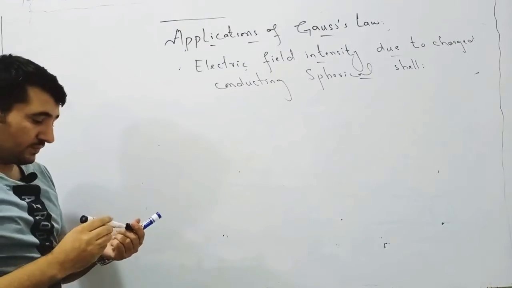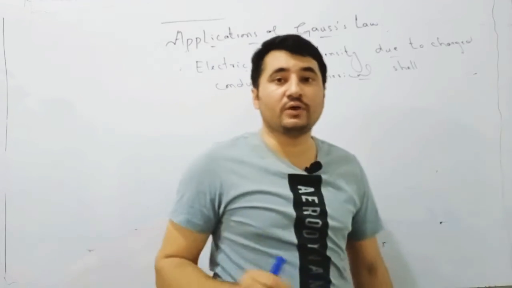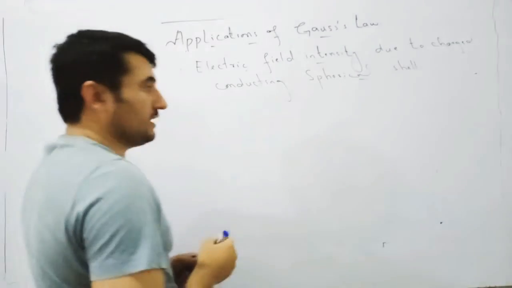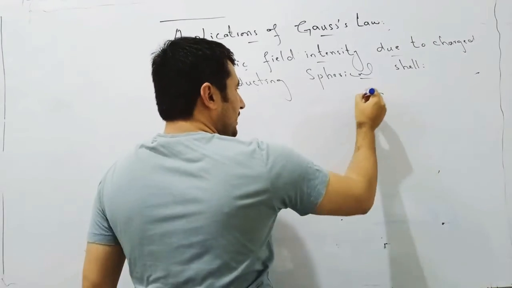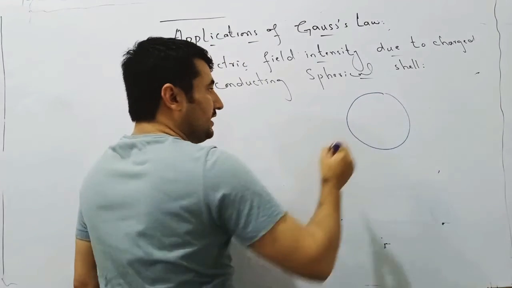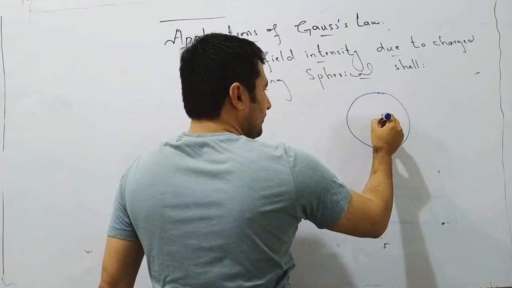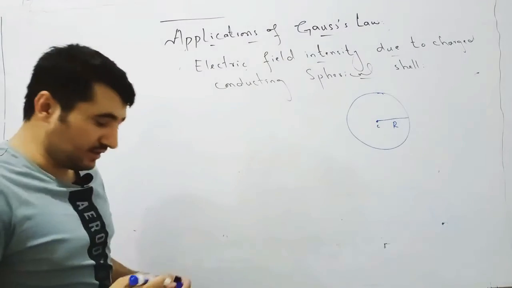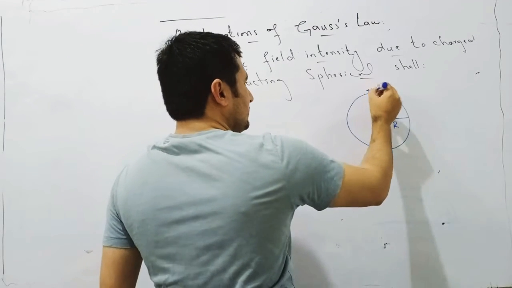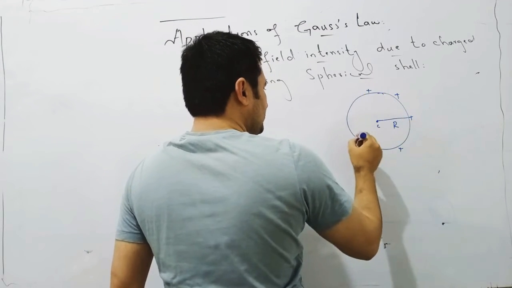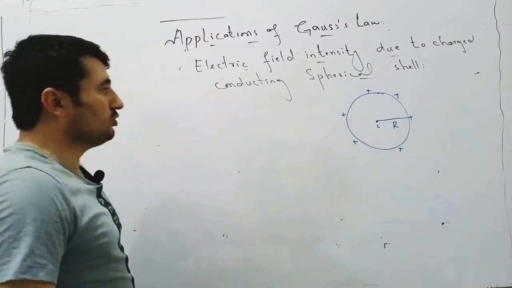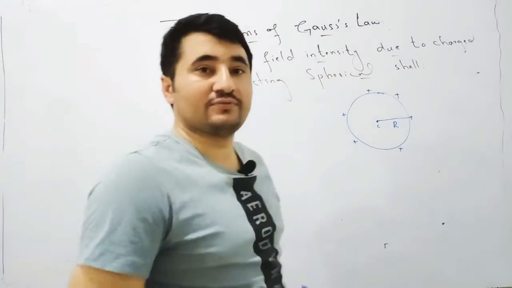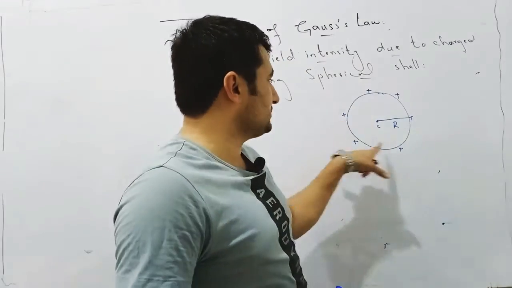So what we will do here is find the electric field intensity E by using Gauss's law for a spherical shell. For example, we have a spherical shell of radius capital R, with a center, and a positive charge is distributed over the surface of the spherical shell. So how do we find the electric field intensity due to this spherical shell?